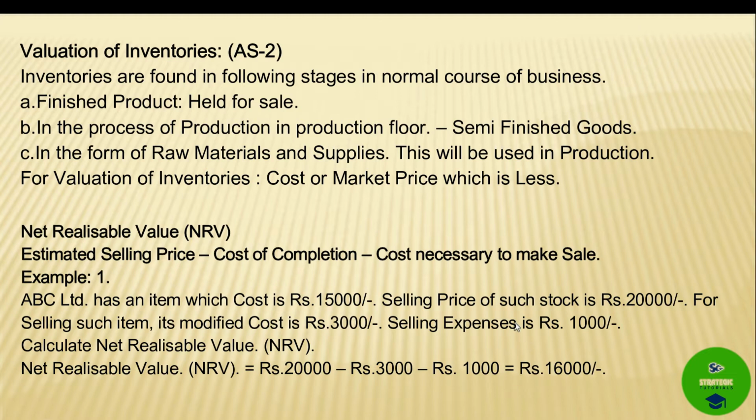ABC Limited has an item which costs 15,000 rupees. Selling price is 20,000 rupees. For selling, you have to incur some expenses, suppose modification cost 3,000 rupees, selling expenses 1,000 rupees. So net realizable value should be sale minus other cost, that is 20,000 minus 3,000 minus 1,000. So it is coming 16,000.